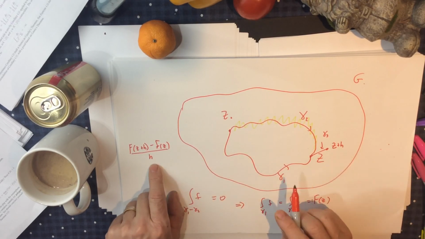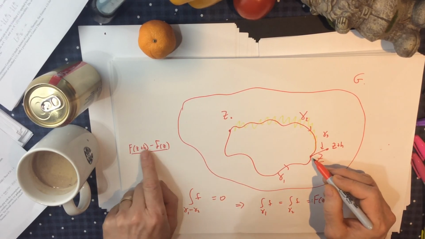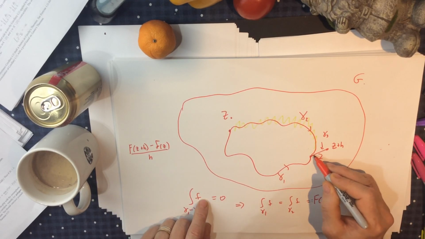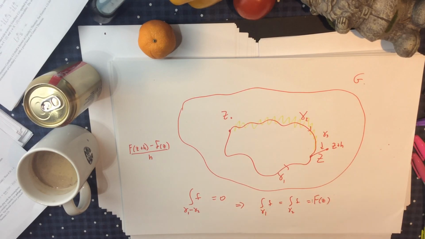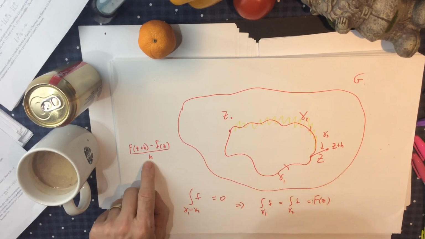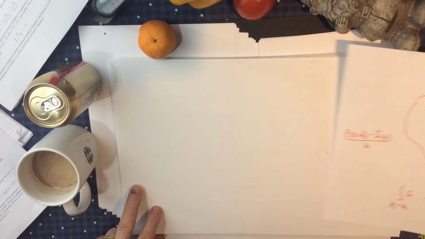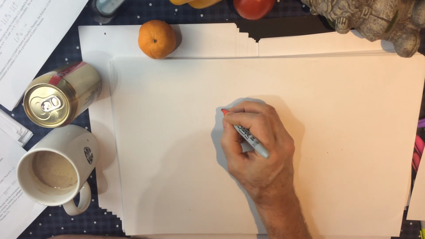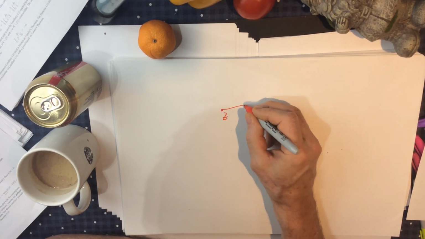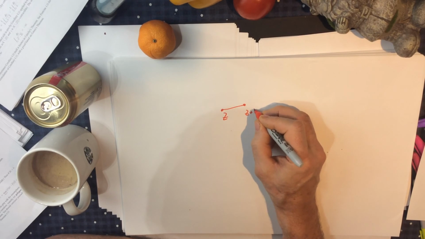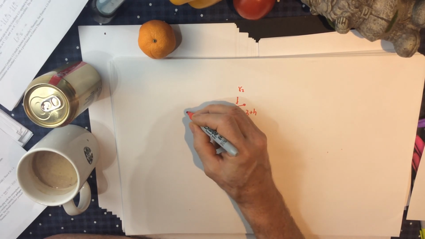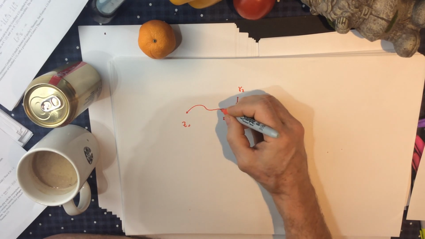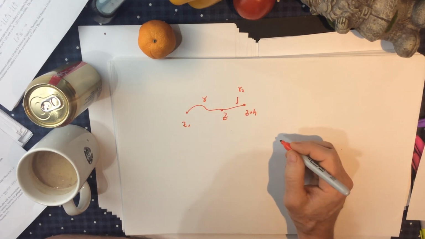Take the difference, divide by h. Well, that difference in the top looks like somehow it's going to be just the integral from here to here. So we need to talk about how to calculate this. All right? So I'm going to put z here. I'm going to put z plus h here. That's a straight line. We'll call that gamma 2. And here's z naught, and there's some gamma in here.